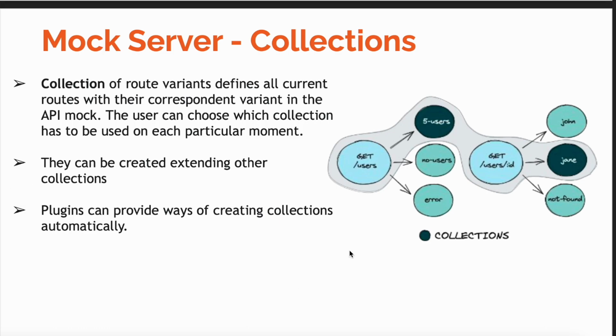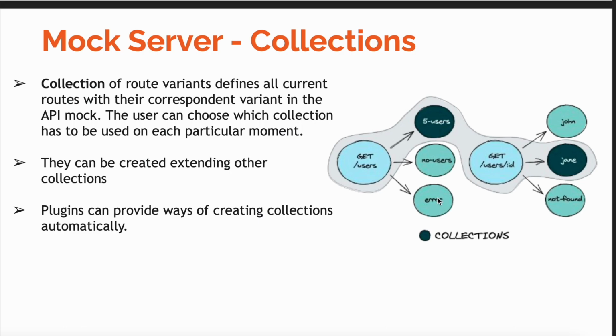If you see in this diagram, you have slash users, GET slash users, which is a route, and this route has three variations. One lists all the 5 users, the other variation lists no users, meaning it is a success response, but the response will be empty. And the third one is an error response. So now you have a single route, GET users, and you have 3 variants for it. One will list 5 users, one will list no users, and one will give an error message.